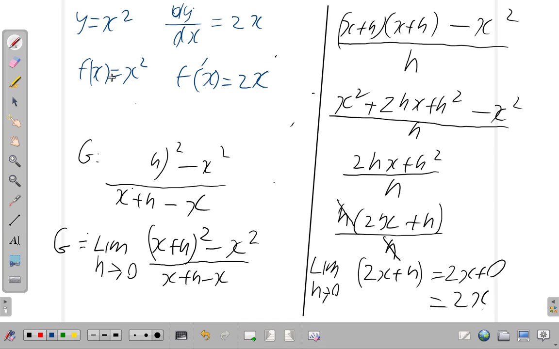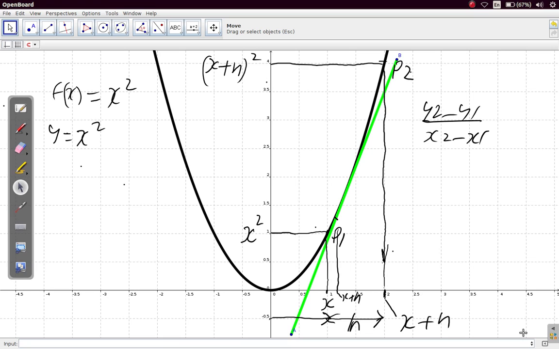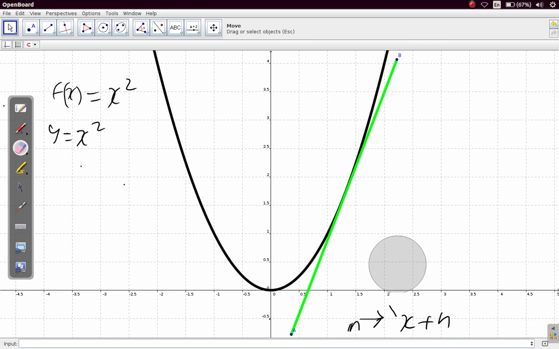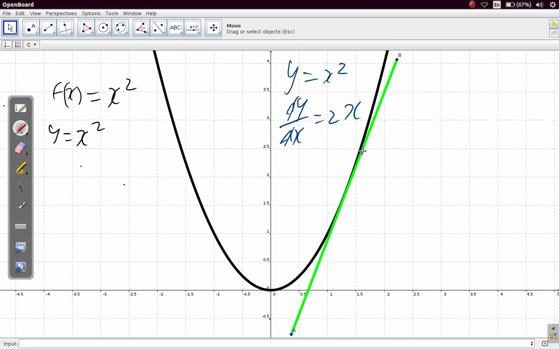And if you have it in the notation f of x equals x squared, then you write f prime x equals 2x. Alright, so that's what we have. When y is equal to x squared, then dy by dx is 2x. So if we have y equal x squared, then dy by dx is equal to 2x.